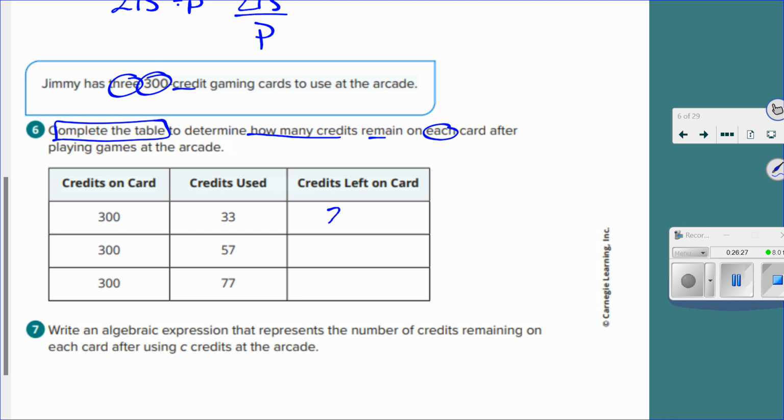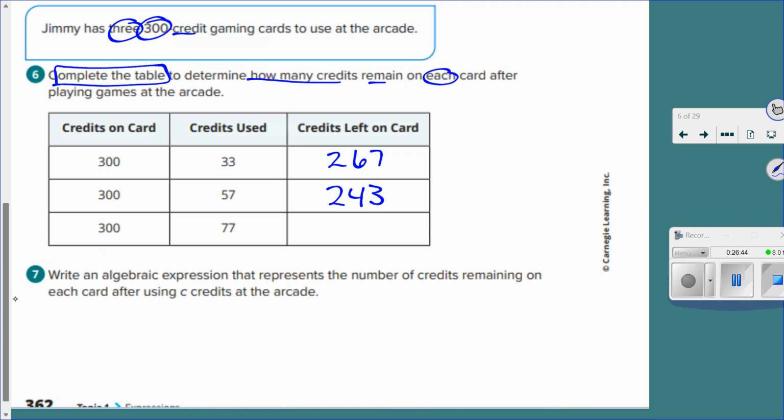On the second card, we started at 300. What am I going to do with 57? Subtract. So if I subtract that, I get 243. And then our third one, he uses 77 credits. So I'm going to subtract, which is going to give me 223.